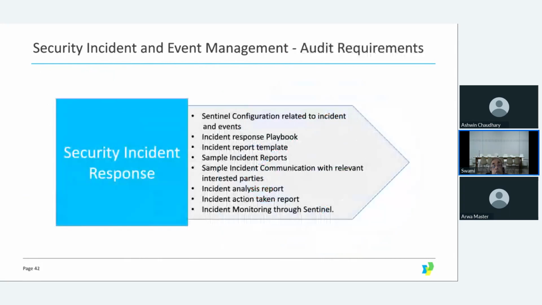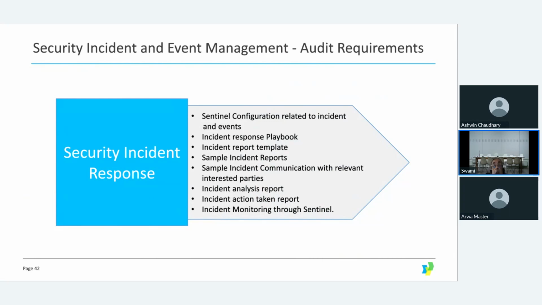So from the security incident and event management perspective, what will we look at? We will be looking at the Sentinel configuration related to incidents and events. We will also look at the incident response playbook, procedure document, policy document, and your report template, whether it covers all the aspects of incident reporting. Also sample incident reports and sample incident communication with relevant interested parties, the incident analysis report, incident action taken report, and incident monitoring through Sentinel. What are all the things that have been happening? All these things we will be looking at.